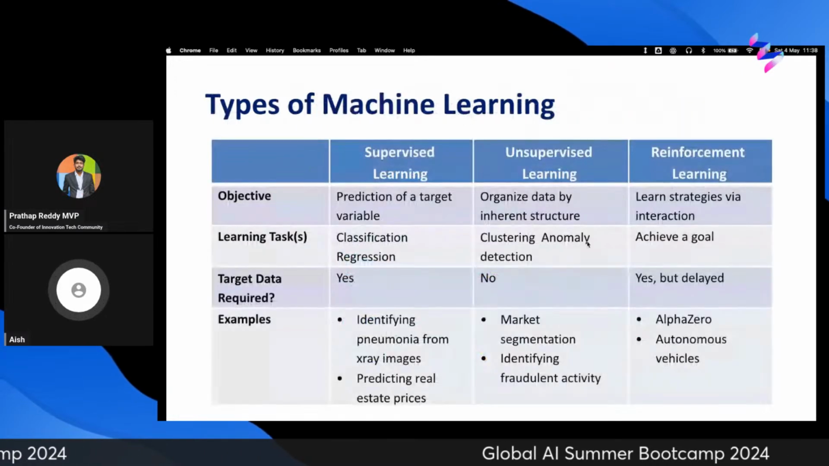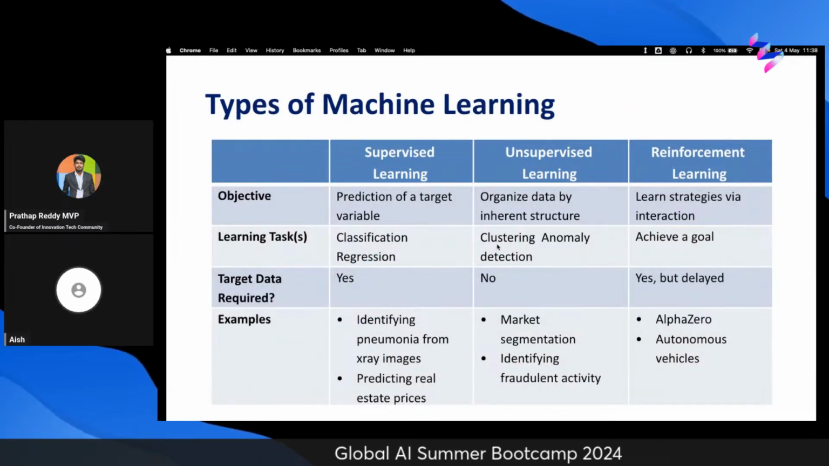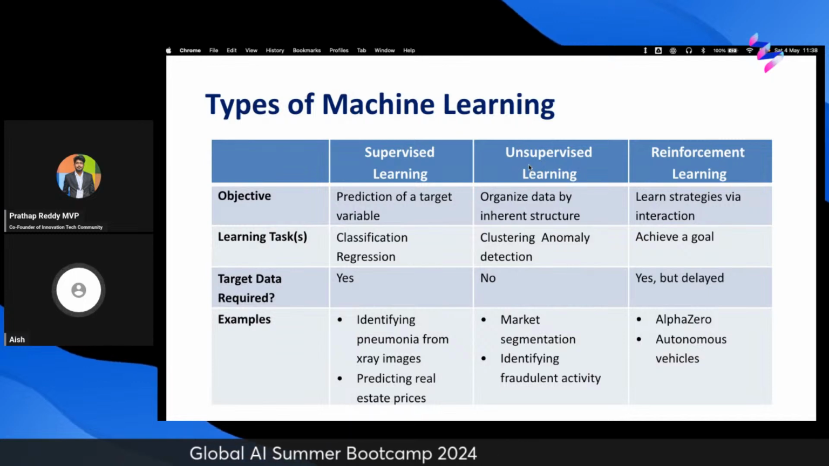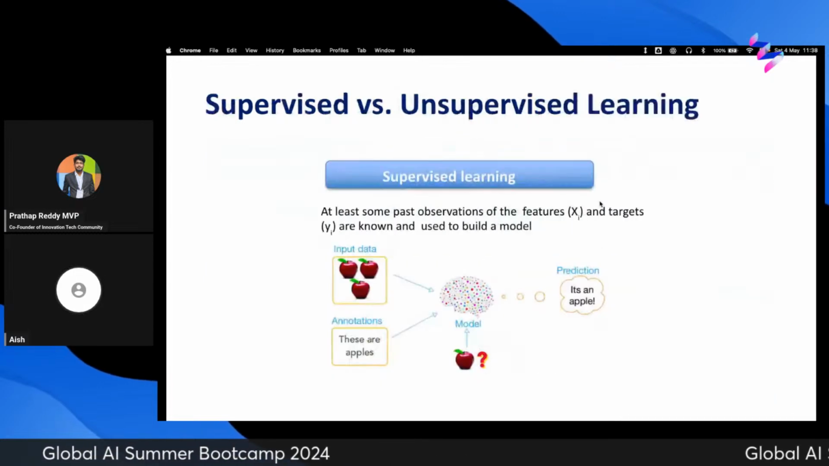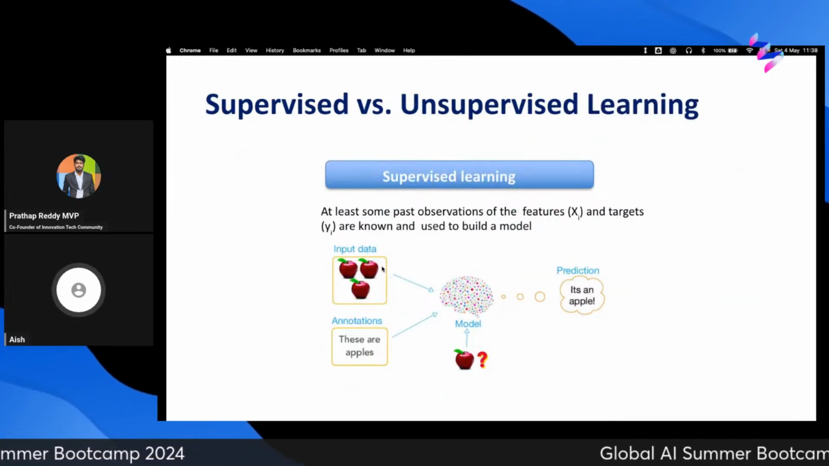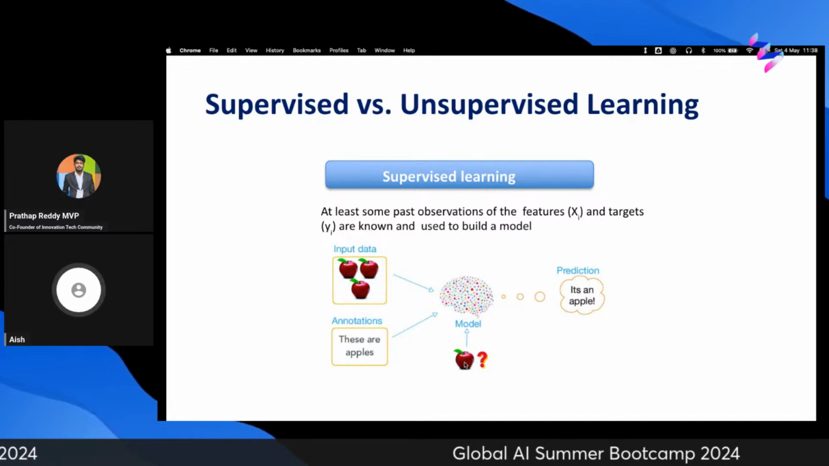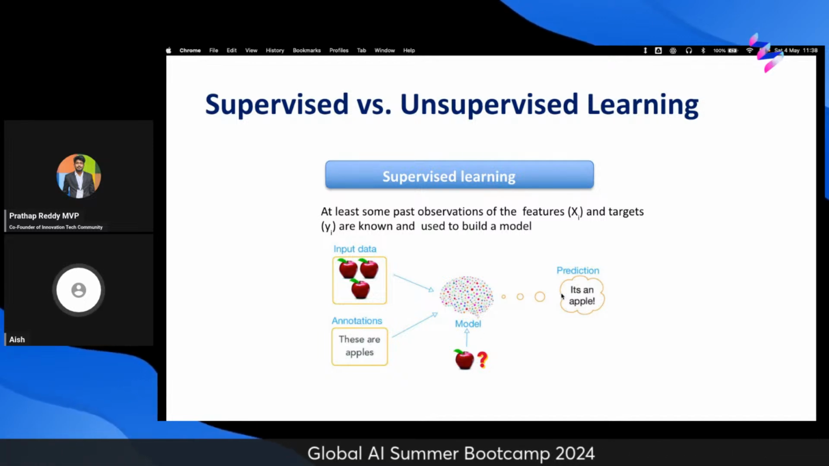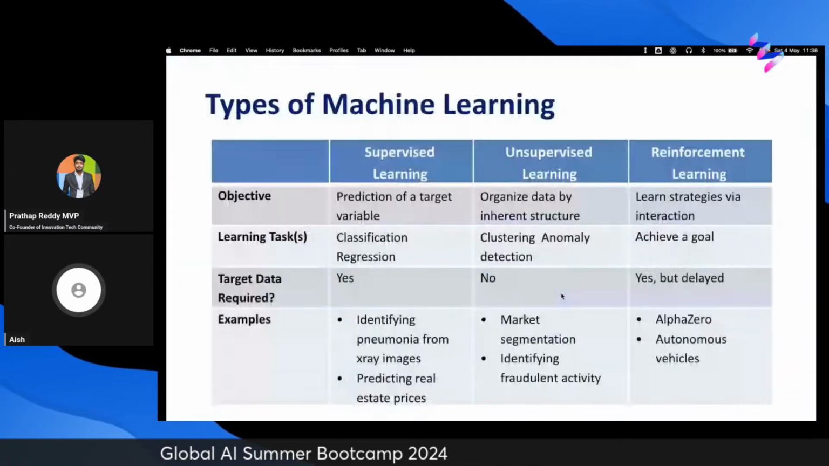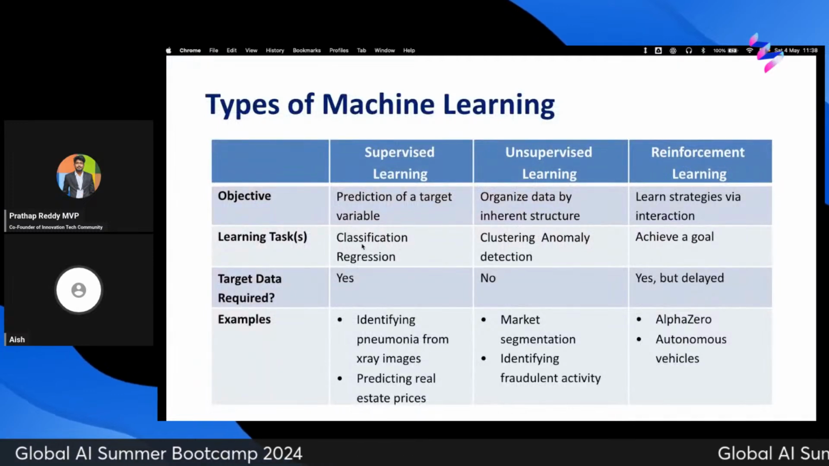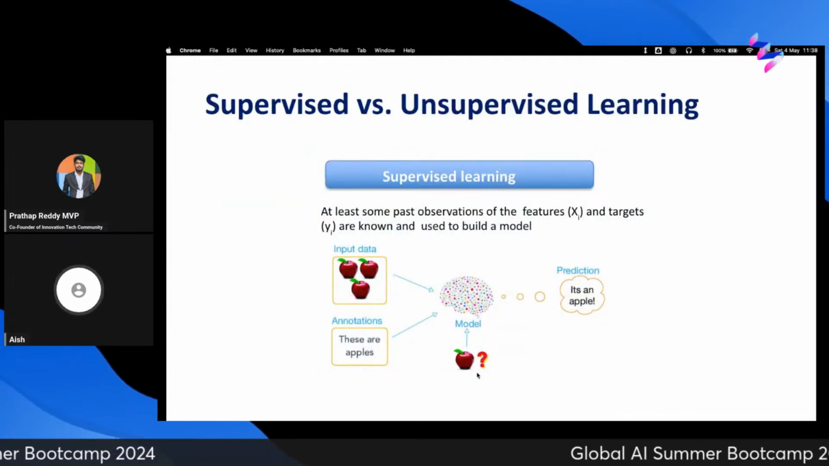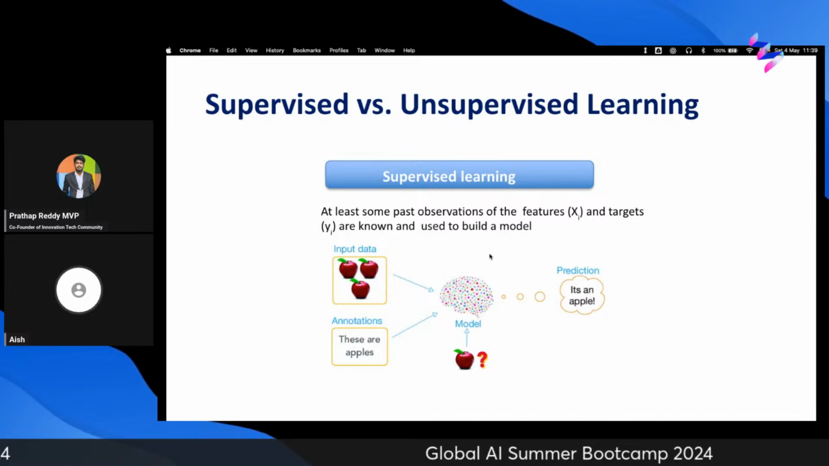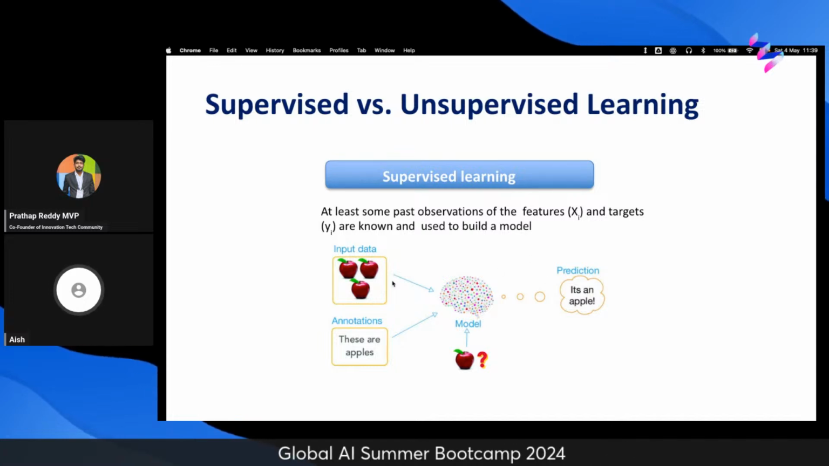And if you remember, we saw that clustering is an example of unsupervised learning. Whereas in here, you were training it on apples and its annotations, you were giving it a new apple and you were predicting it. So this is an example of classification, where you are giving it a new image and asking it to categorize it into an apple or mango or whatever.